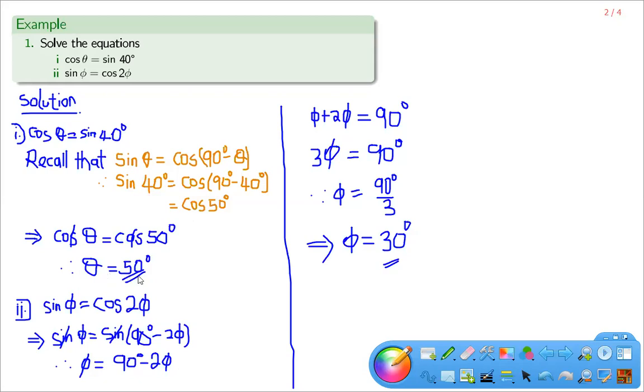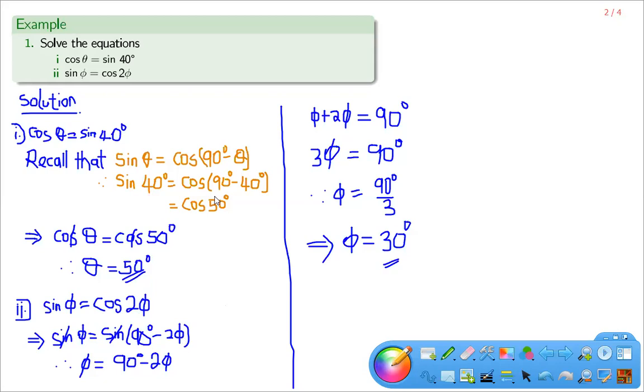All right, so I hope that example was clear enough. Can I continue? All right, let's continue. Number 2, sine phi equals cos 2 phi. We'll also do the substitution, since cos 2 phi is equal to sine of 90 minus 2 phi. We substitute sine of 90 minus 2 phi for cos 2 phi. That is, sine phi equals sine of 90 minus 2 phi.